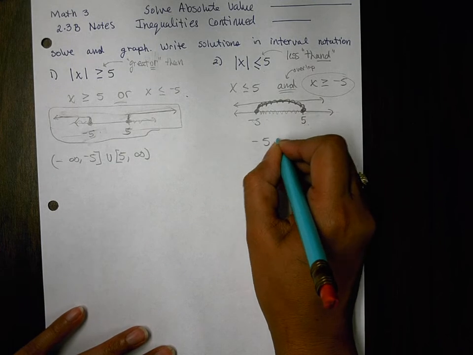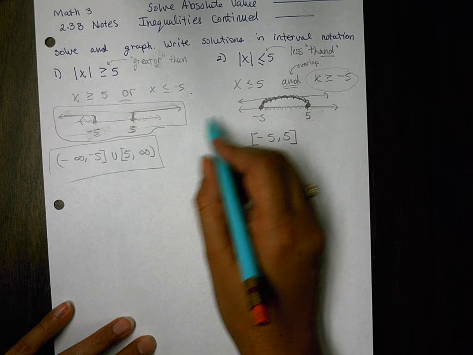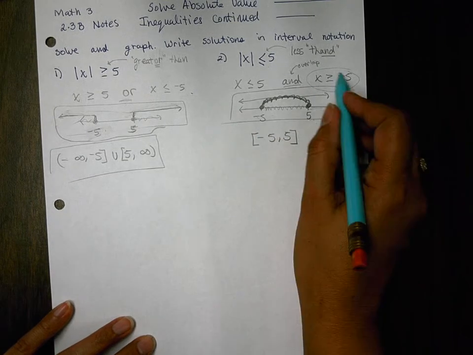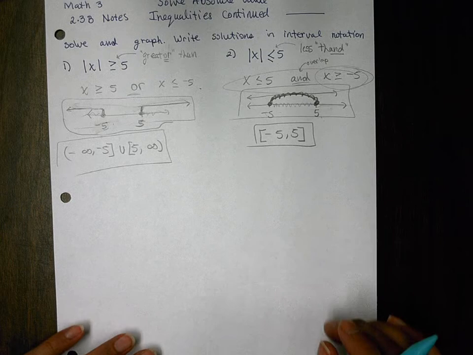So we're going to write it like this in interval notation. So you have three answers: your solving piece, your graph, and then your interval notation.